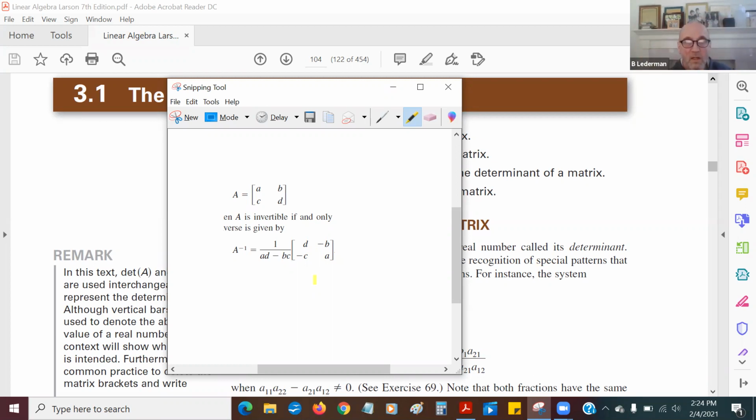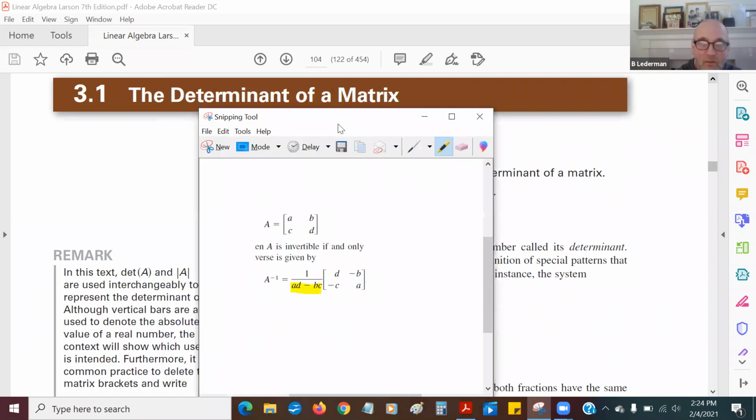Well, it turns out that this quantity right there, where it says AD minus BC, is actually a very important number. That's called the determinant of the matrix. And that's what section 3.1 is all about. In fact, that's what chapter 3 is all about, determinants. It turns out that the determinant is quite a useful concept, and we're going to be able to do some really amazing things with determinants. So with no further ado, let's get into chapter 3.1.